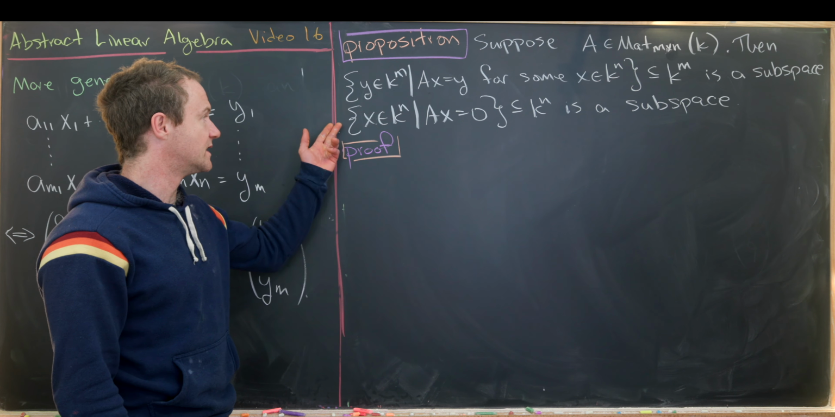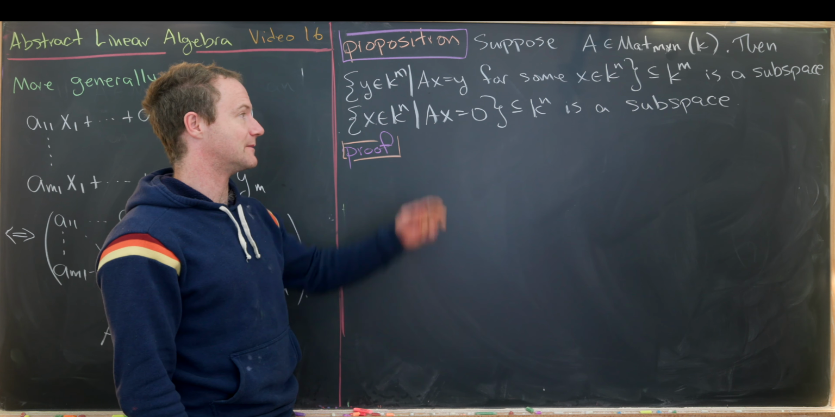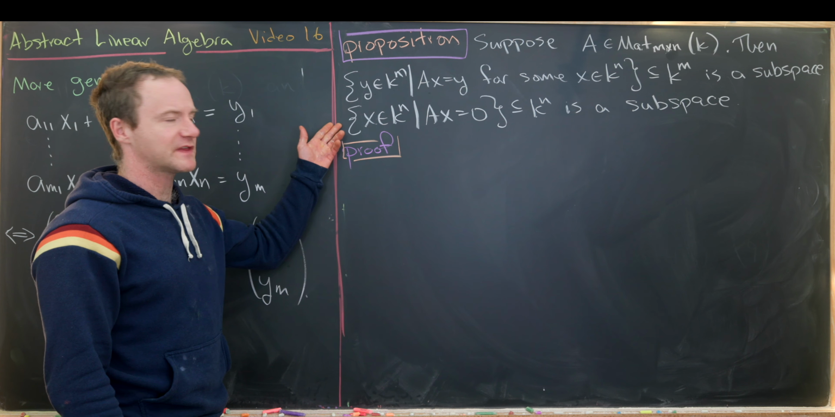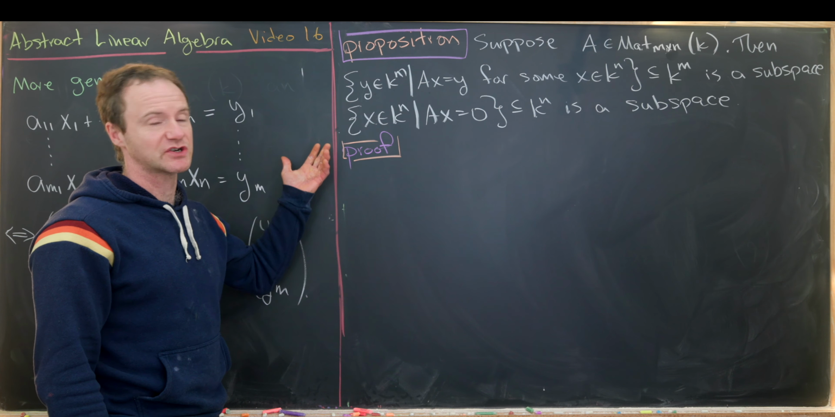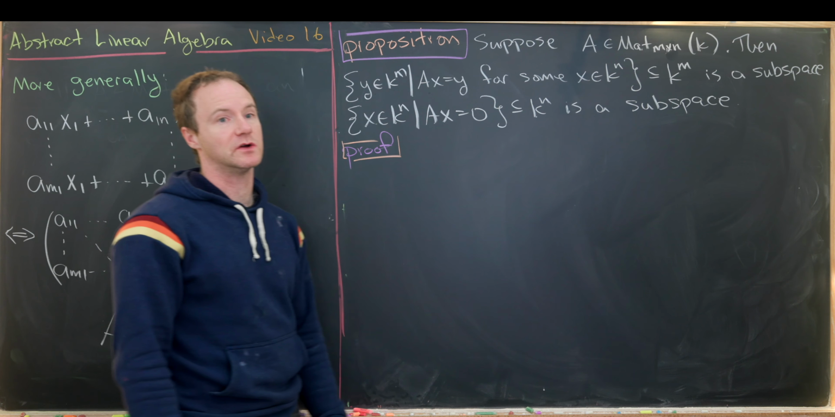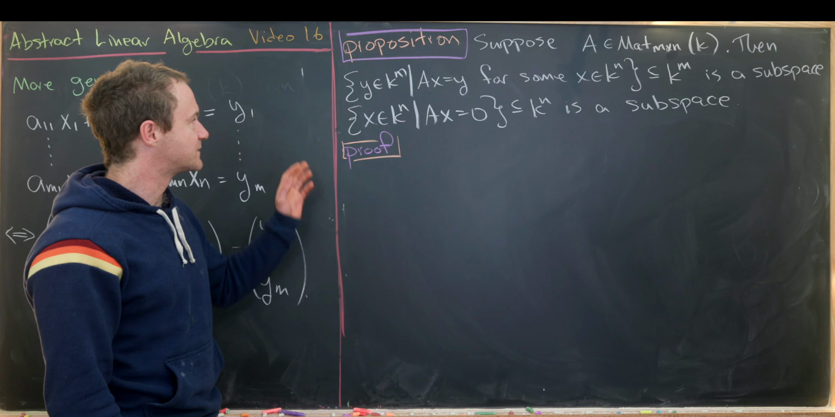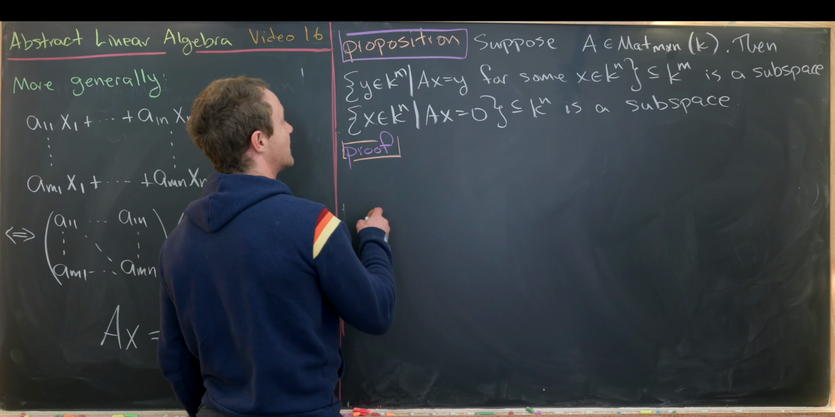And then the other one is all x in K^n that get mapped to 0. So remember, this was the kernel of a linear transformation. When we're talking about a matrix, it's often called the null space of a matrix. Okay, so let's get to it. So we'll do this first one first.